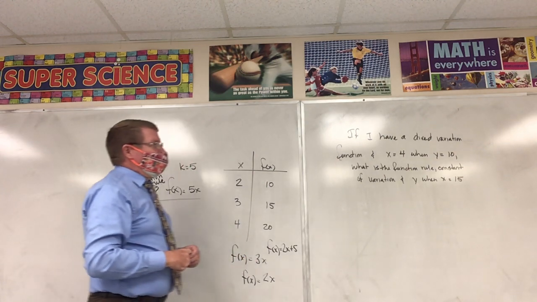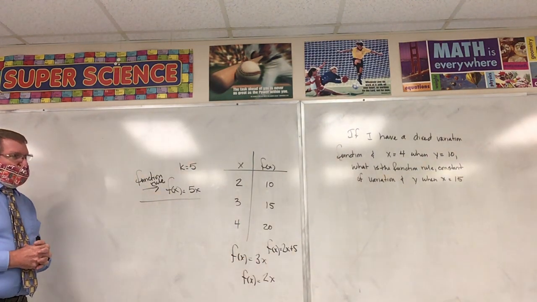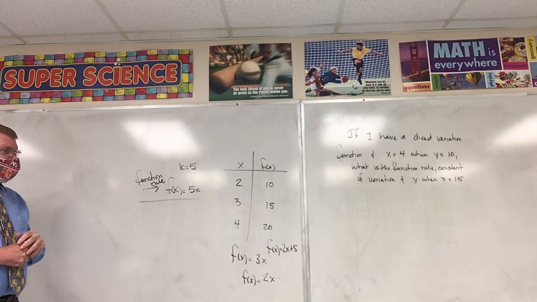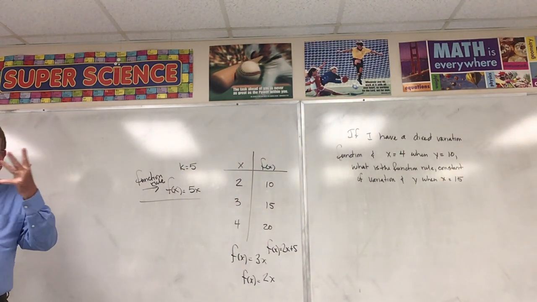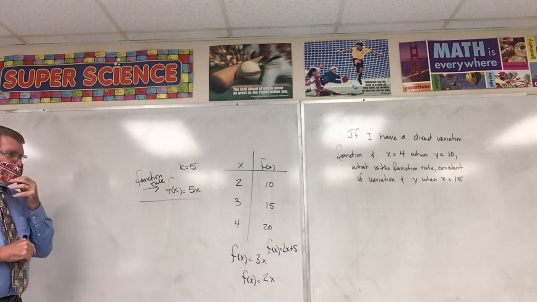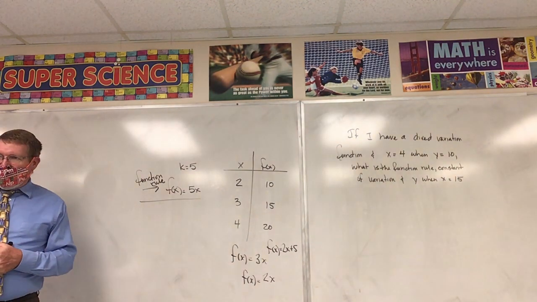So here's a question. If I have a direct variation function and x equals 4 when y equals 10, what is the function rule, constant of variation, and what is y when x equals 15? So I've got 3 questions here I need to answer. The simplest one to answer first is the constant of variation. How do I find the constant of variation?